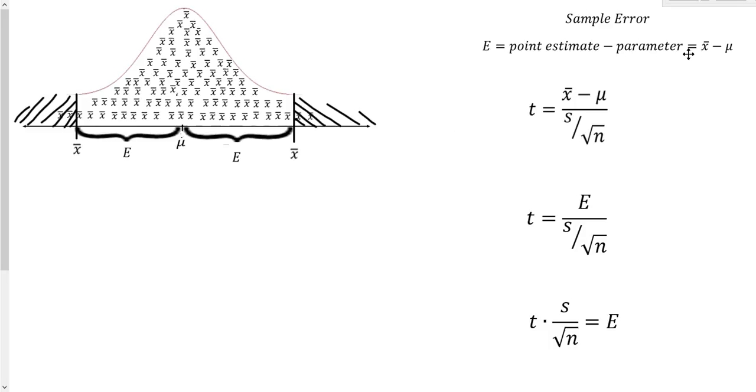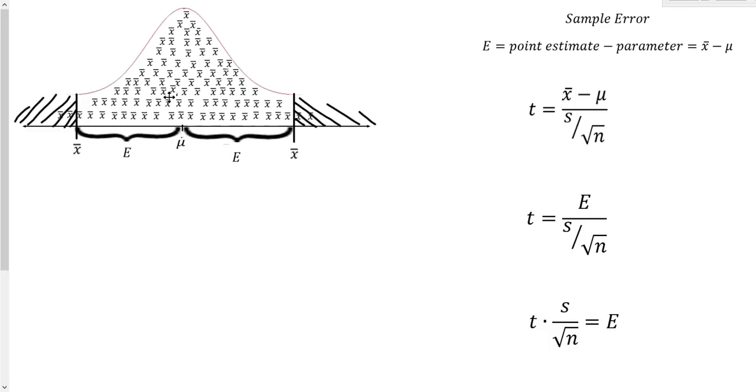I'm going to take my X bar. I'm going to calculate what the margin of error has to be in order for me to have a large enough window to say that I have captured mu. Okay?